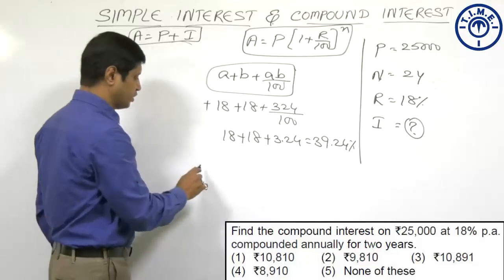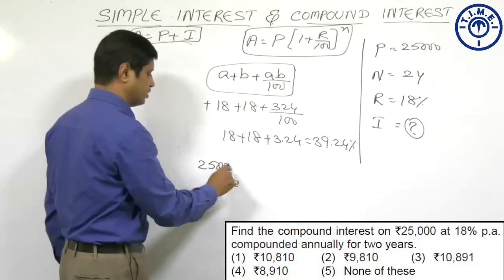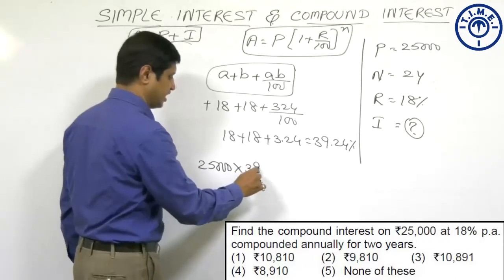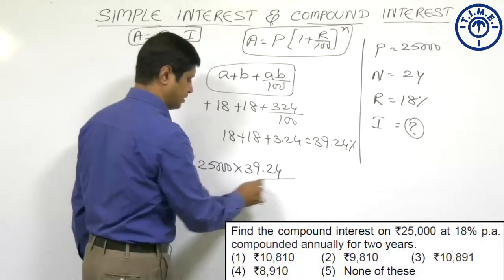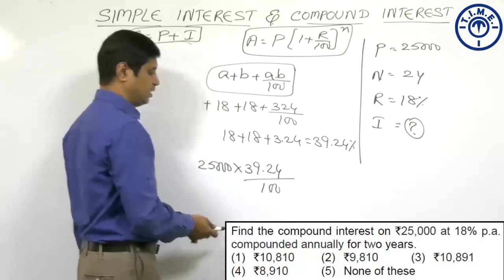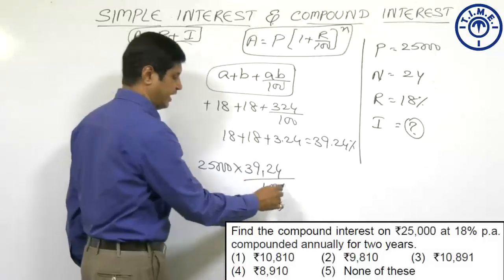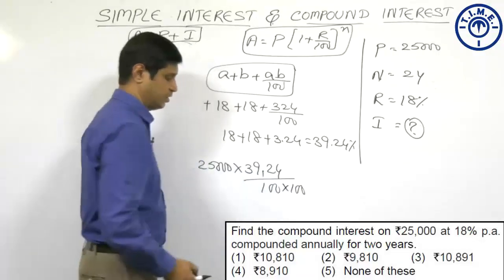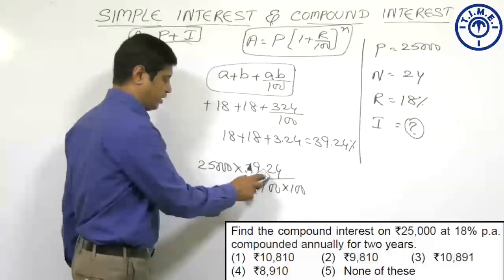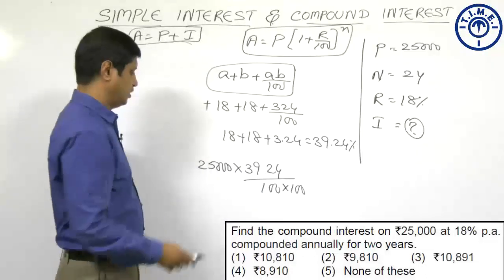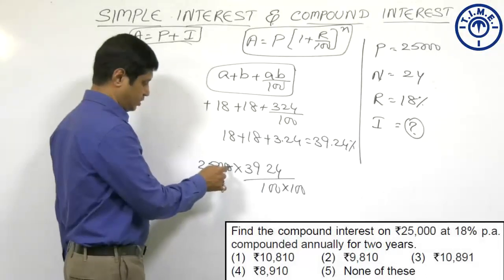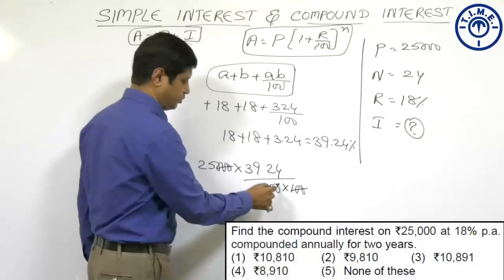Now, what is the principal? 25,000. 25,000 is the principal. So, just charge 39.24%. Percent means per 100. Now, just remove the decimal and add 2 more zeros in the denominator. Just removing the decimal here. Now, what is the result? Now, we can cancel 3 zeros here, 3 zeros.